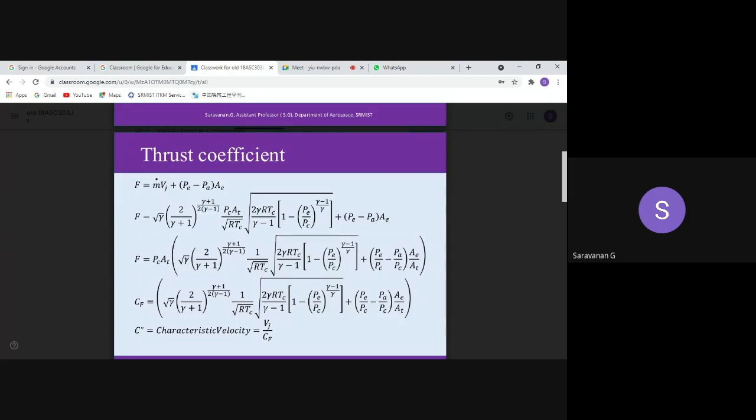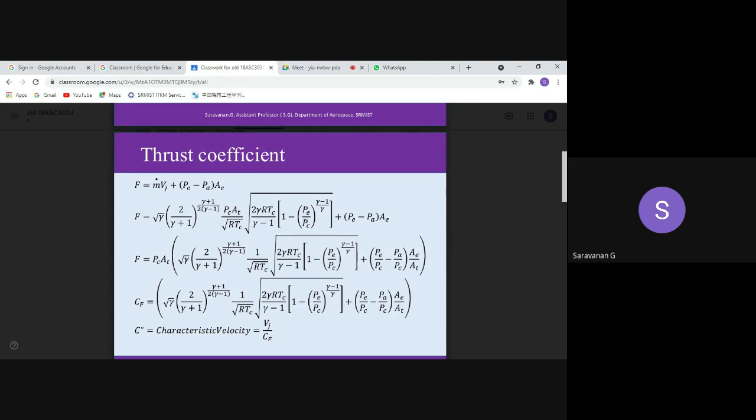Then afterwards, what our objective is, as you know, CF is nothing but F by PcAt. So in order to get CF, that is F by PcAt, that's why we are taking PcAt outside. Once the PcAt comes out, then F is already there. So F by PcAt is nothing but CF. So CF, the expression can be given in this way. This is called the thrust coefficient equation.